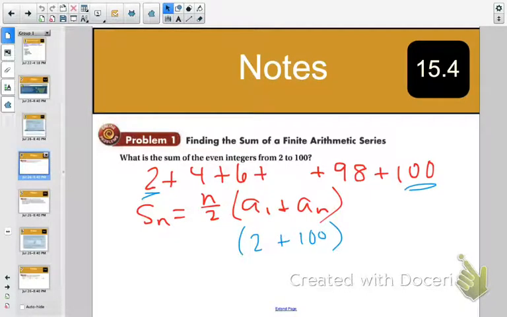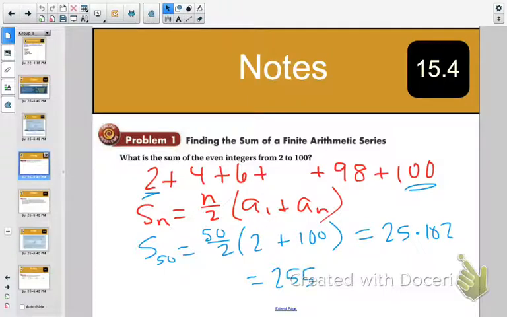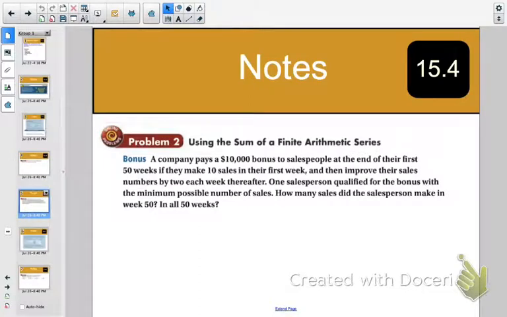And then we just need to figure out how many terms there are. If you're going from 2 to 100, if you divide each of those by 2, you get 1 to 50, which means there are 50 terms. So 50 divided by 2 times the first plus last term gives our sum. That comes out to be 25 times 102, which is 2550. So if you add up the first 50 even numbers, you get 2,550. So that is the sum of the series, or sum of the sequence.